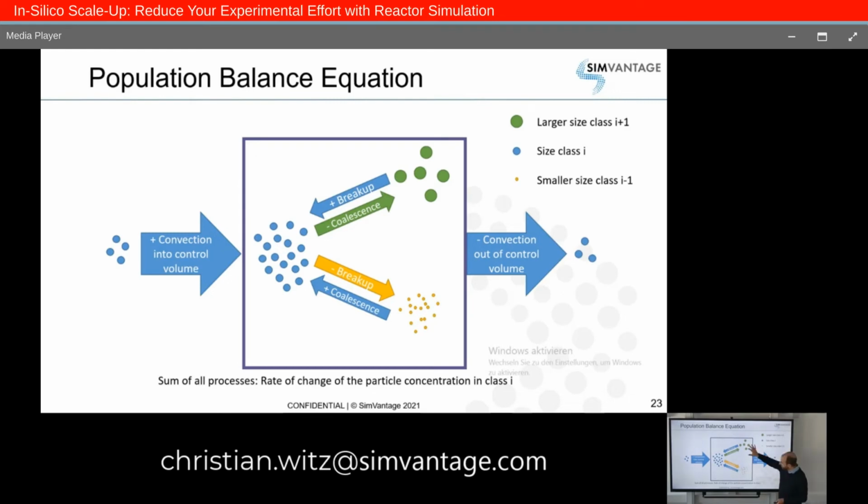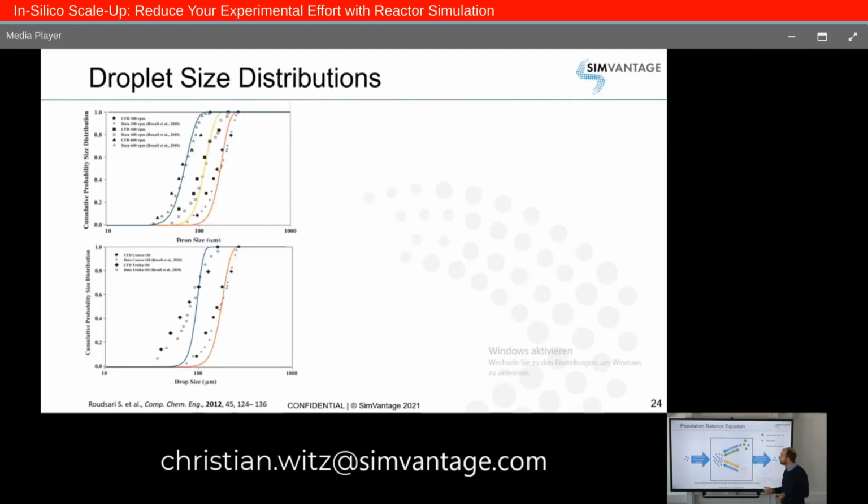If you now sum up all these processes, you know the rate of change of your particle concentration for your size class i, for example. And if you do that for all the size classes, you know the size distribution of these oil droplets within your reactor. And again, you can do a validation here with the data of Rusadi. The open symbols are the experimental values, the colored lines are our simulations, and you see a very good agreement between experimental and simulated values.